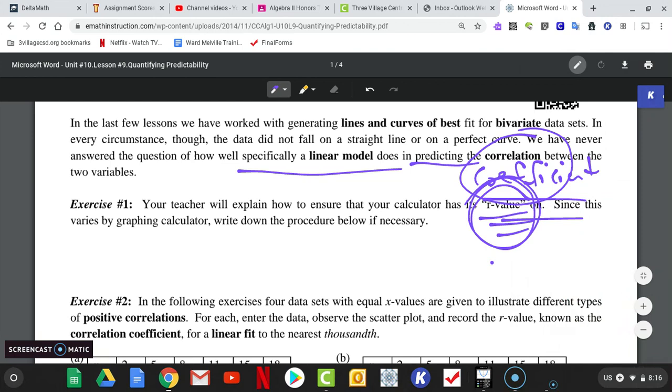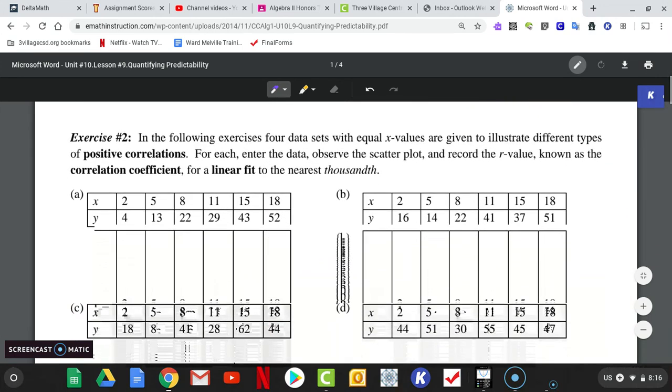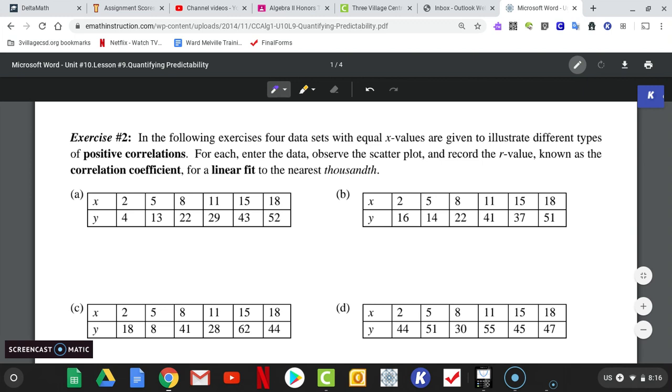Exercise 2. It says, in the following exercises, 4 data sets with equal X values are given to illustrate different types of positive correlations. For each, enter the data, observe the scatter plot, and record the R value, known as the correlation coefficient, for a linear fit to the nearest thousandth. Okay. Well, we're going to enter this data into lists. So this is going to be like your L1, L2.